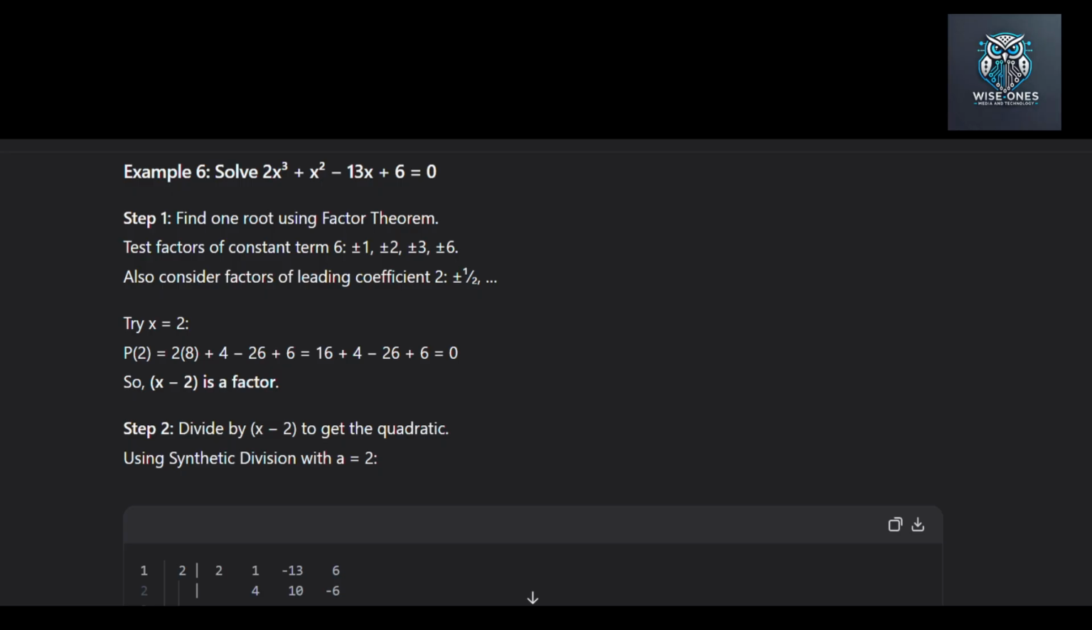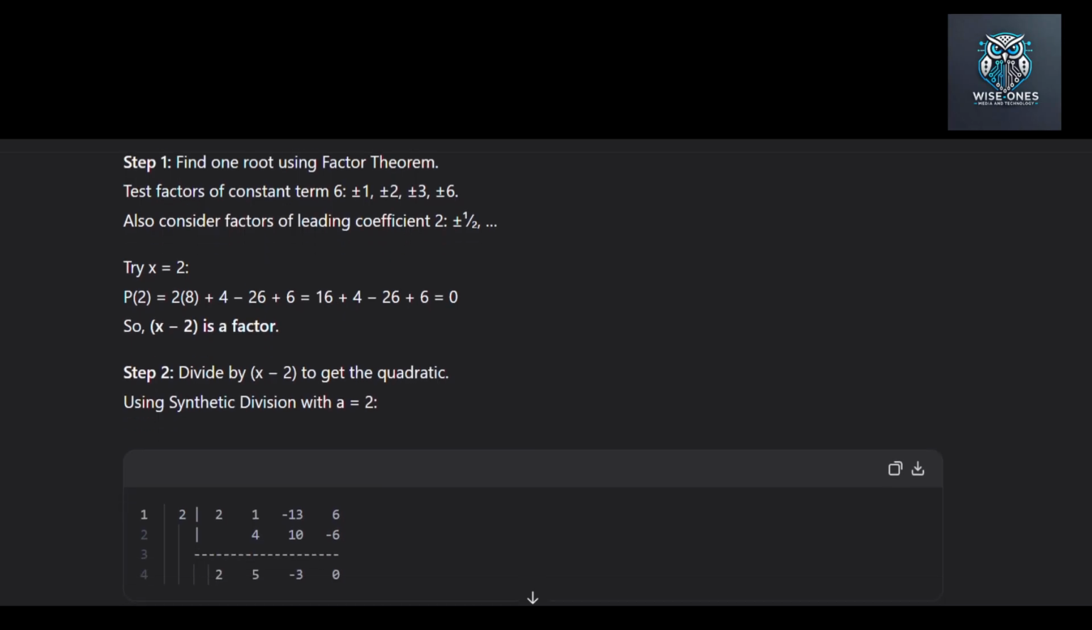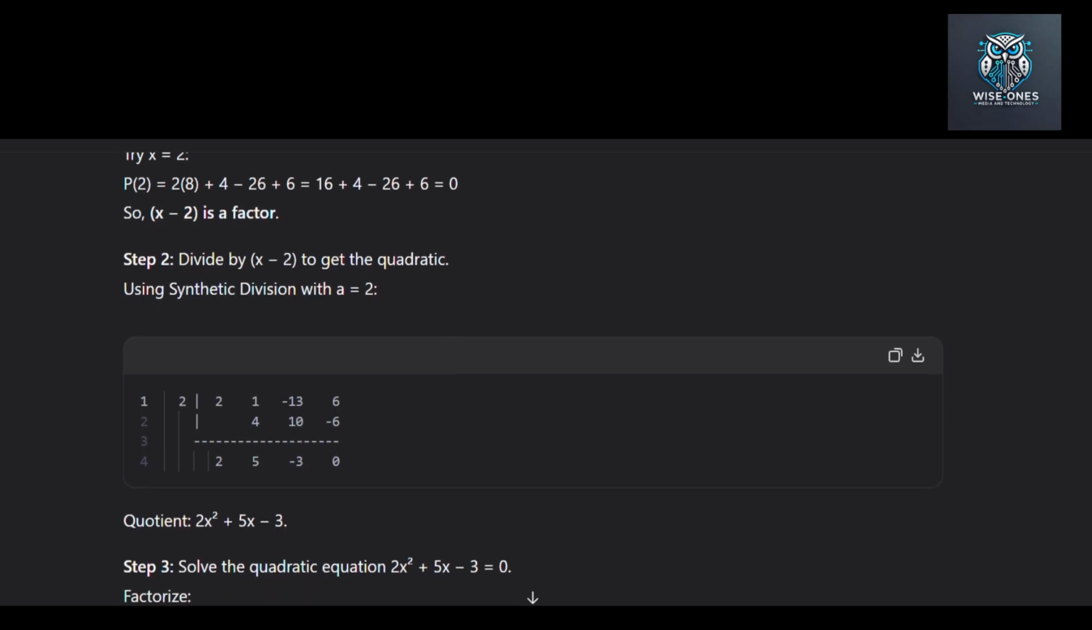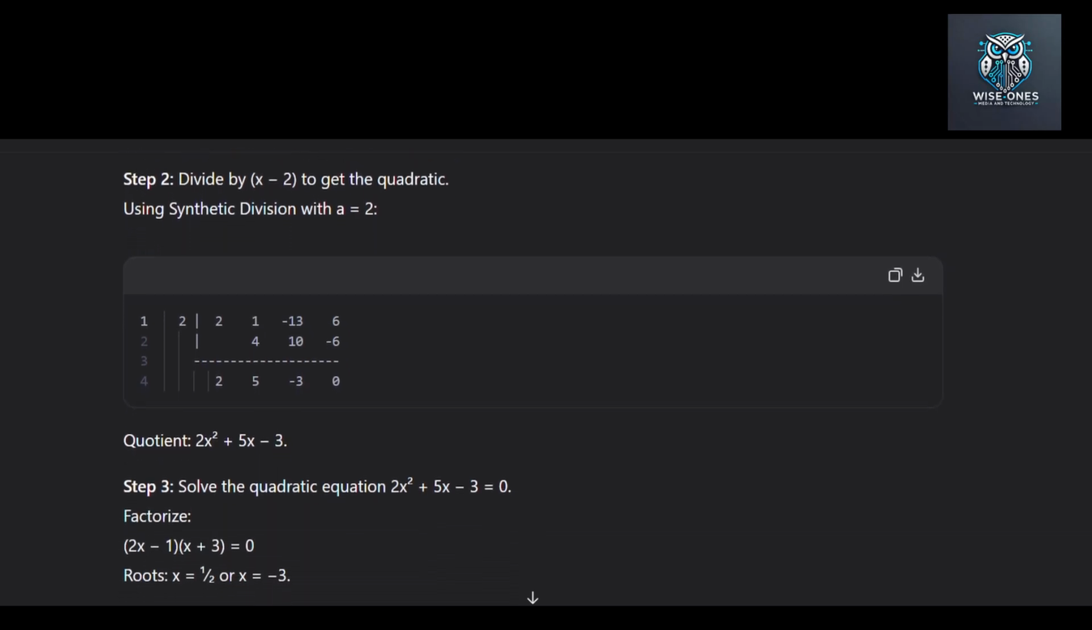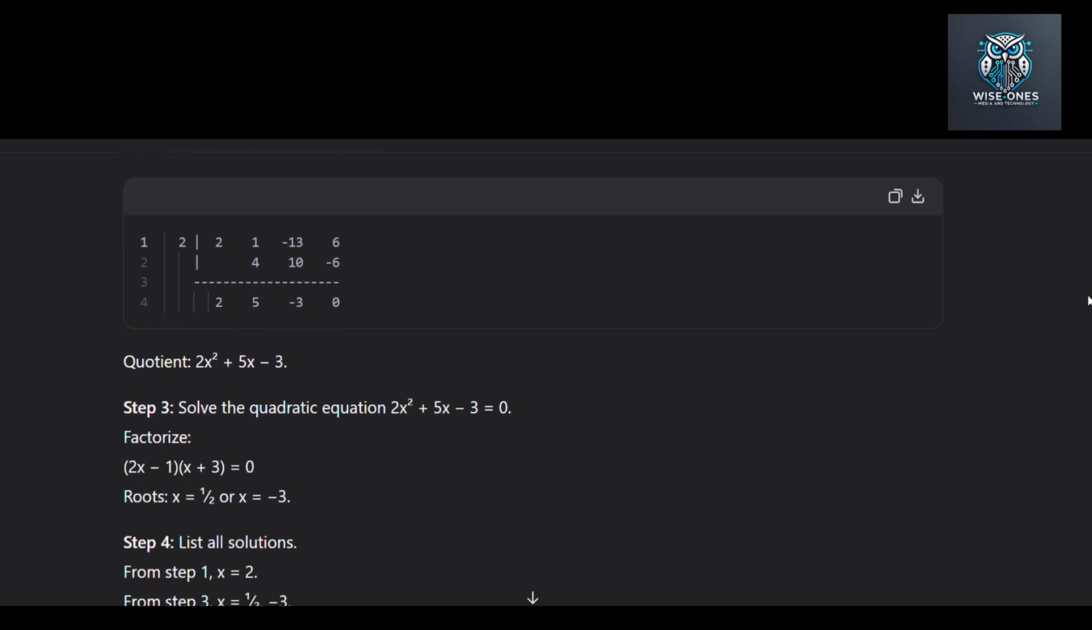Let us try x equals 2. P(2) equals 2 times 2 cubed plus 2 squared minus 13 times 2 plus 6. 2 cubed is 8. 2 times 8 is 16. 2 squared is 4. 13 times 2 is 26. So we have 16 plus 4 minus 26 plus 6. 16 plus 4 is 20. 20 minus 26 is negative 6. Negative 6 plus 6 is 0. So P(2) equals 0. This means (x − 2) is a factor.